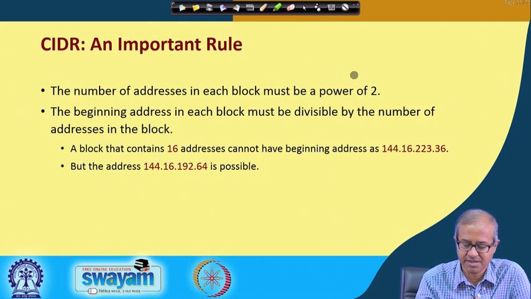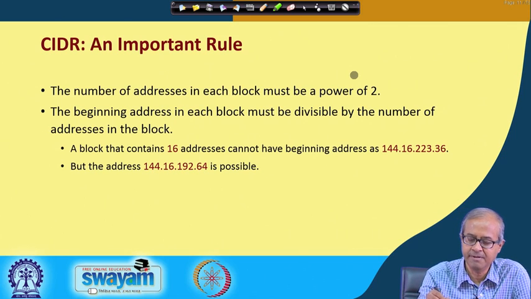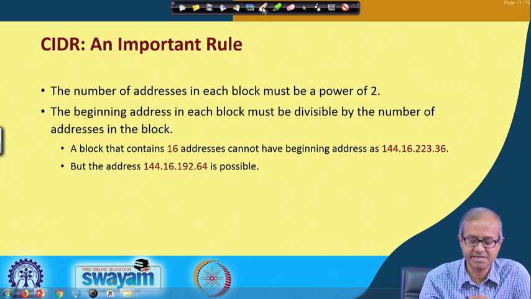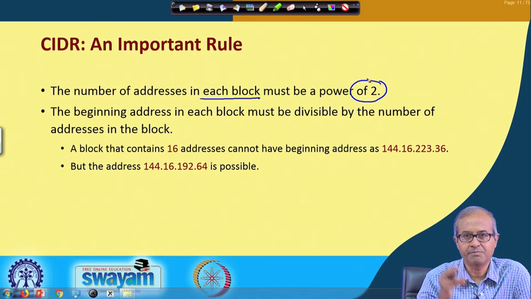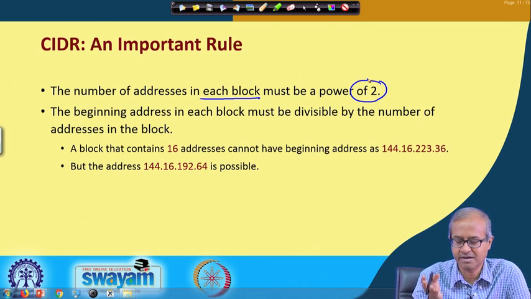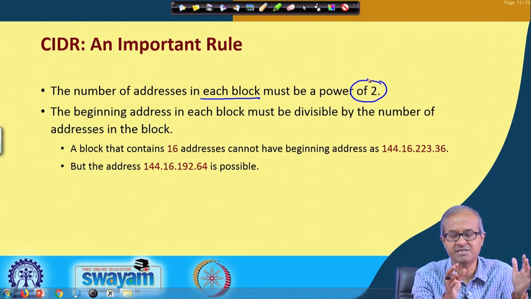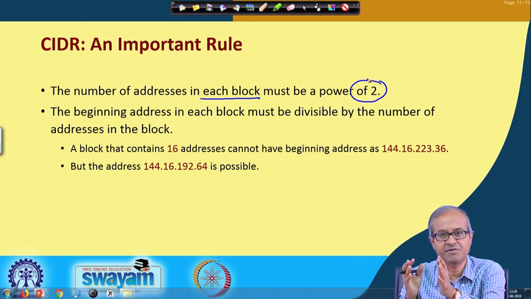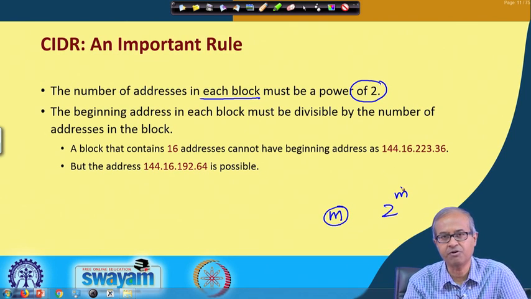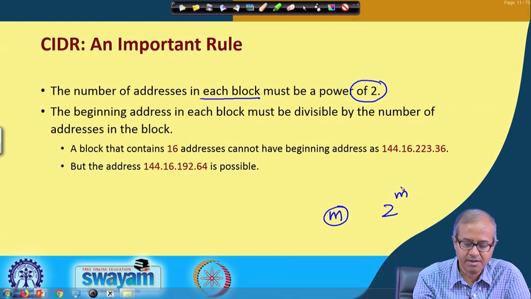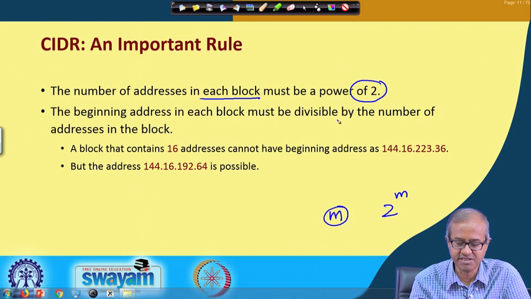Now, there are some constraints or rules that need to be followed here. First rule is that in CIDR, the number of addresses in each block you are defining must be a power of 2, because you are using a certain number of bits for the network, a certain number of bits for host. Suppose you are using m bits for the host. So, the number of hosts will obviously be 2 to the power m. So, it is some power of 2.